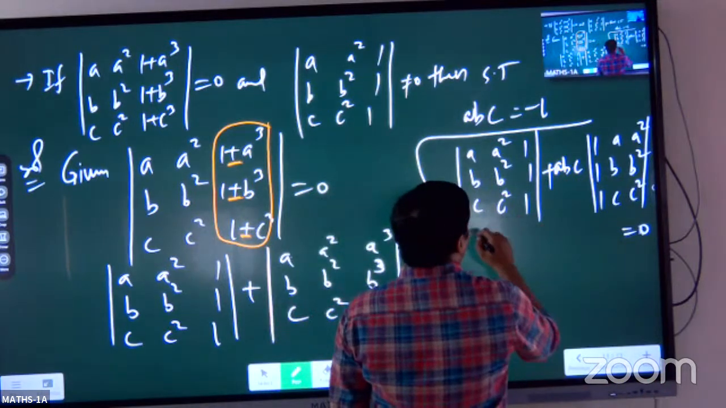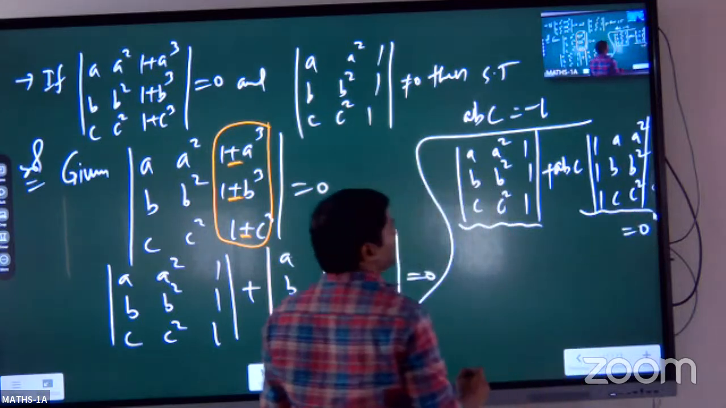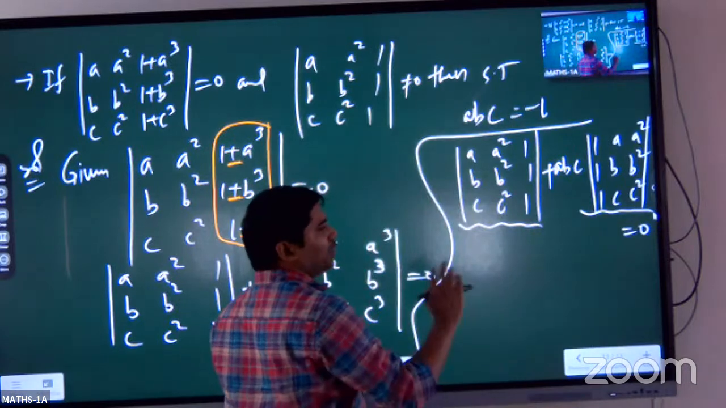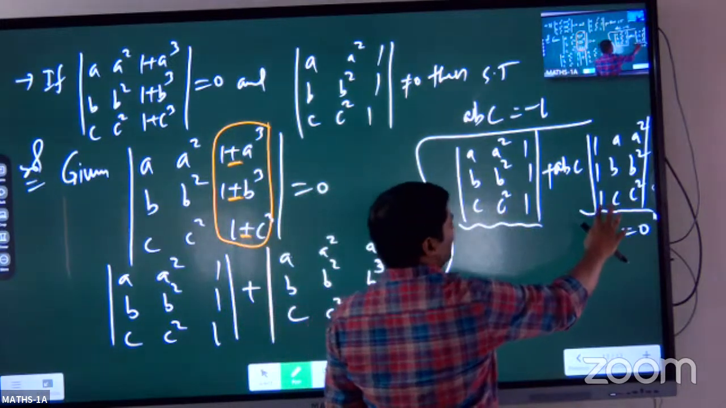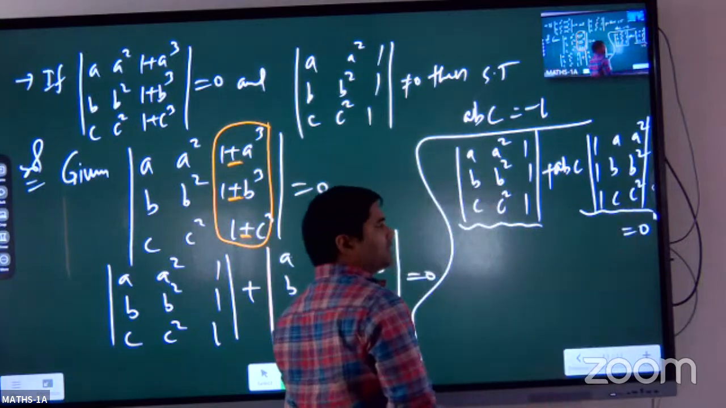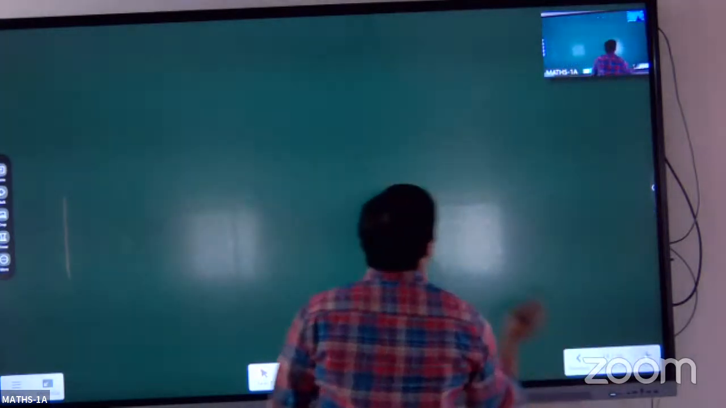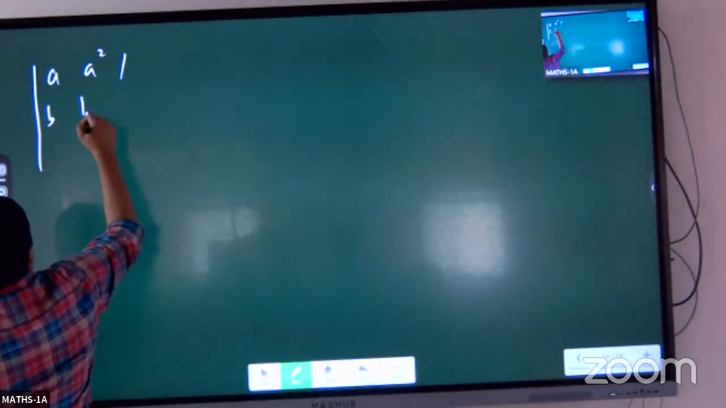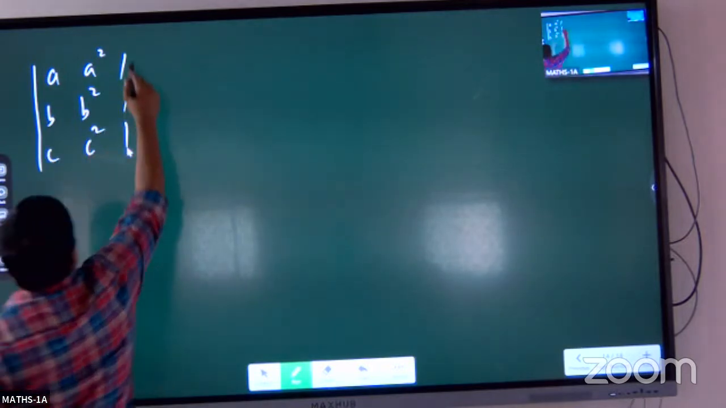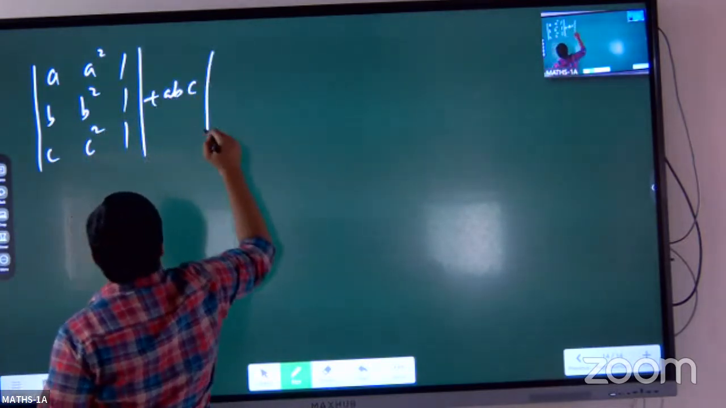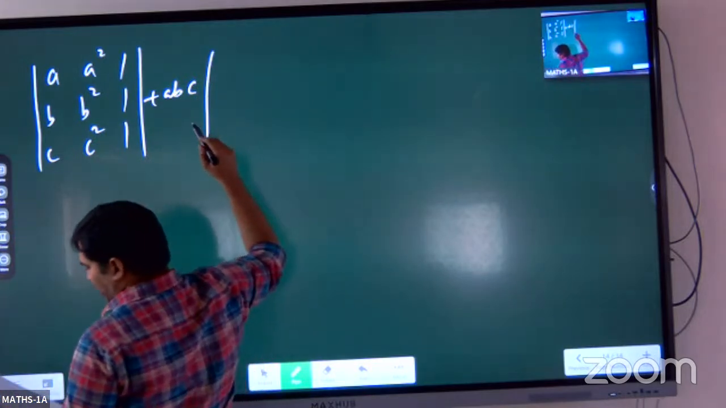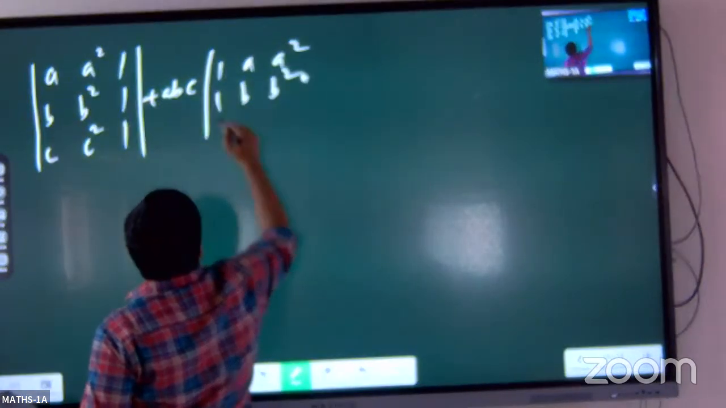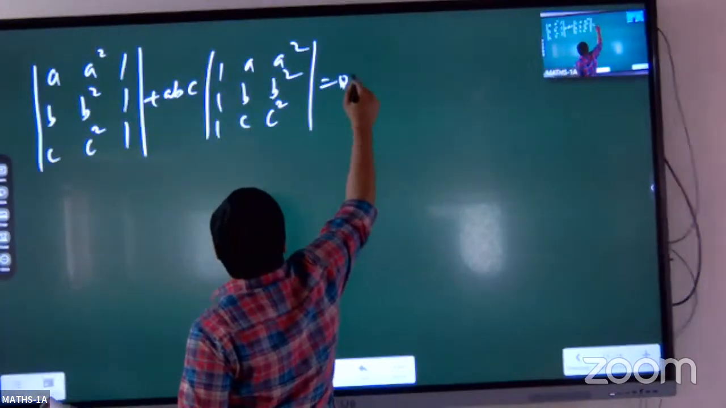Right, have a look. These two determinants, they don't look like same. Correct? No? So what I'm going to do is, I'm going to make it same by interchanging the columns. Have a look once. So this is nothing but A square 1, B square 1, C square 1 plus ABC I took common. When I take ABC common, what I got actually? 1 A square, 1 B square, 1 C square equal to 0.